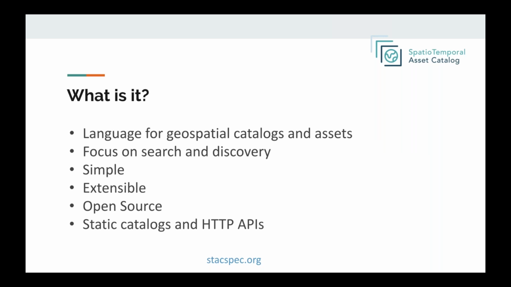So what is STAC, Spatial Temporal Asset Catalogs? It's really a language for geospatial catalogs and assets. It's focused on search and discovery. It's very simple, and I can show this to you, but I've heard people say it sounds more like a big monolith, like STAC just kind of lands on you, but it's really just a few JSON fields that are aimed for interoperability, and then it's extensible. So it lets people put what they want onto it. It uses JSON, which is quite extensible, so you don't have to necessarily have a schema. You can mix and match a few different things.